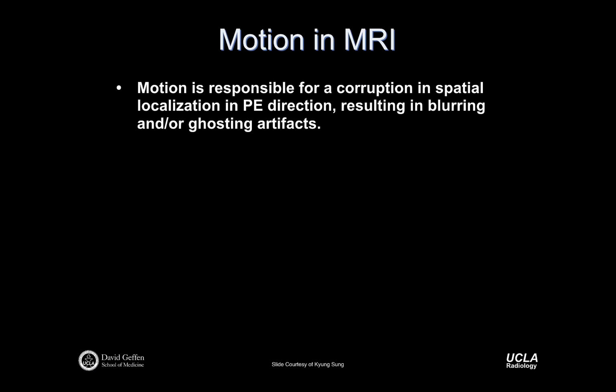When Holden comes to speak at the end of next week from today, he'll talk more about motion and actually measuring motion. MR is a really wonderful measurement instrument, although it still needs some work to be an excellent motion estimation instrument. So motion in general is responsible for corruption in the spatial localization and the phase encoding in particular, and that can result in blurring and/or ghosting artifacts.